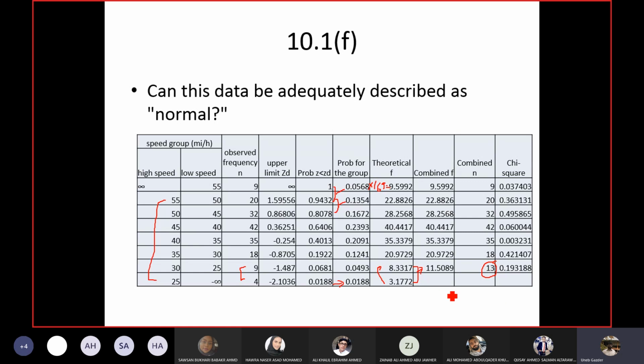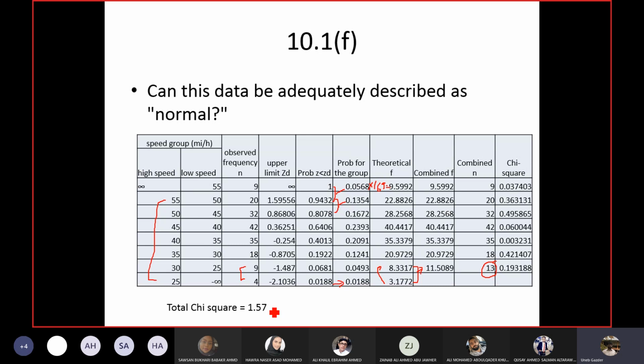Okay. Then you calculate the chi-square for each group. So you will do (n minus f) square upon f for each group, (9 minus 9.5992) square upon 9.5992. So you get the chi-square for each group, and then you do the summation of all the groups. The total chi-square, which is the summation of chi-square for each group, is 1.57.